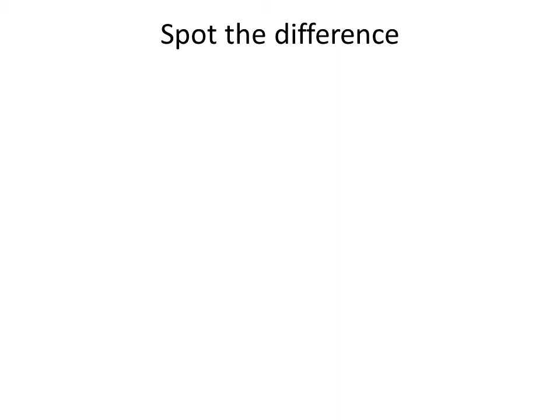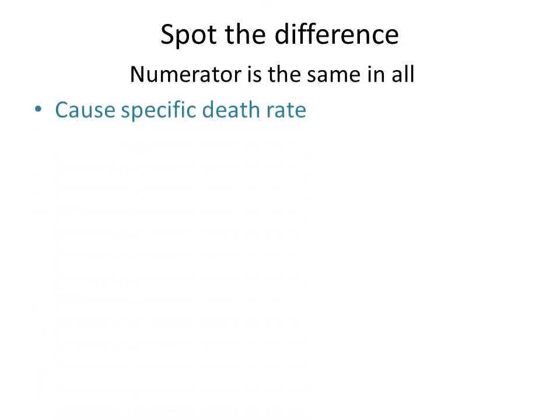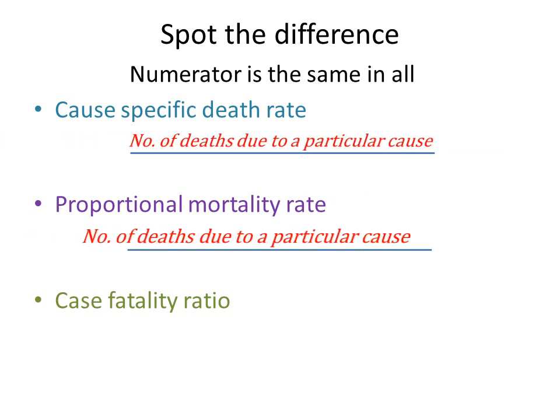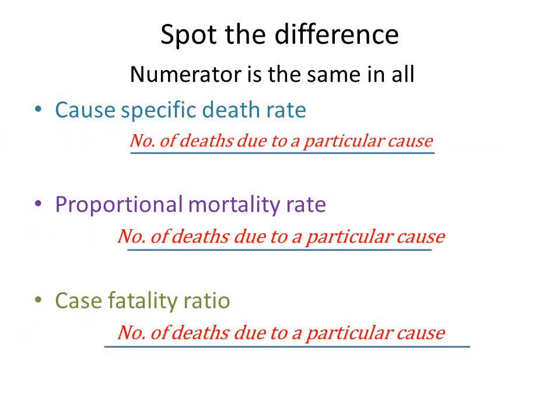Spot the difference. The numerator is the same in all three of the following, that is cause specific death rate, proportional mortality rate and case fatality ratio. The numerator is number of deaths due to a particular cause. The difference lies in the denominator. What is the denominator for cause specific death rate?